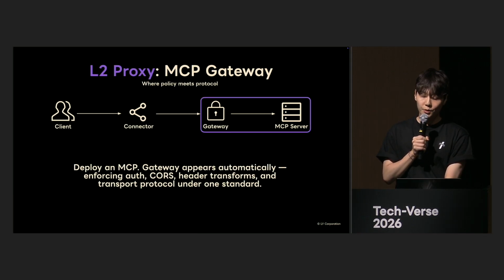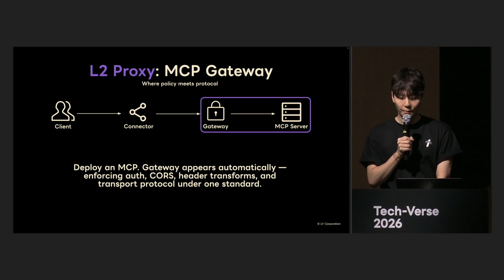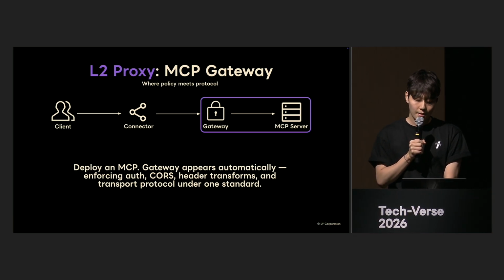Moving up one level, we have the L2 proxy. Before the request received by the connector actually reaches the MCP server, this is where the policy is refined and determined for delivery. The core component is the MCP gateway. When the team deploys an MCP server, the gateway comes up with it, right in front of the server. Then, for authentication, CORS, header transformation, and transmission protocol, the gateway standardizes and processes all of these under the same protocol.